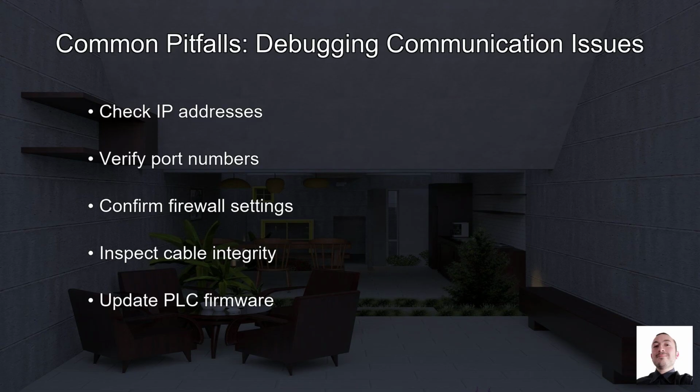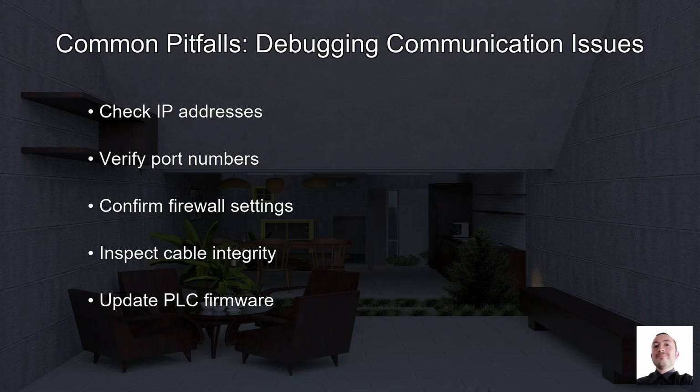When debugging communication issues between Omron PLCs over standard Ethernet, it's essential to understand the common pitfalls that can arise. First, ensure that your IP addresses are correctly configured and unique across the network. Incorrect IP settings are a frequent cause of communication failures. Next, verify that your port numbers match on both PLCs. Mismatched ports will prevent data exchange.